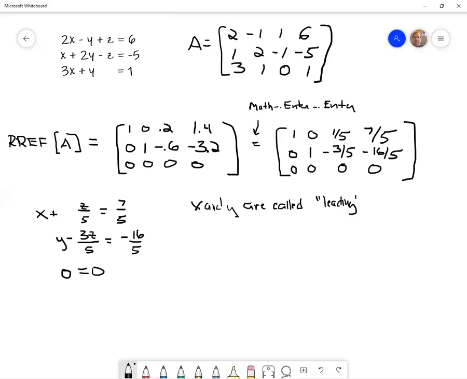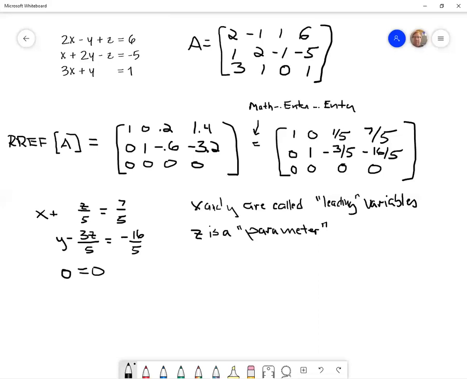Okay. But even more importantly, z does not get to lead off an equation. So z is called a parameter. Whenever you end up, after you do your RREF, with a parameter, so one of your variables does not get to lead off an equation, you are going to have an infinite number of solutions. So this is the last scenario, okay? It's one of the least common, but it's the biggest headache.